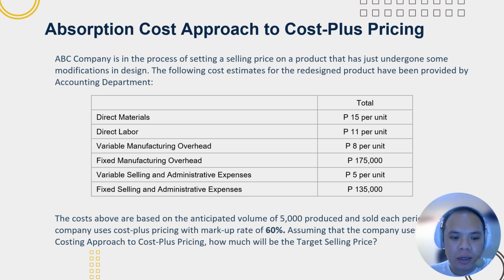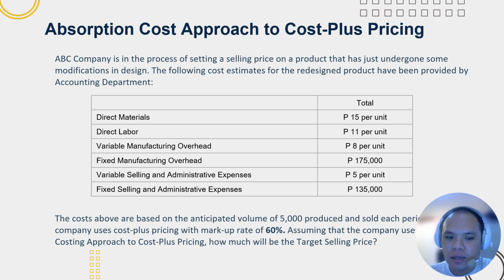The company uses cost plus pricing with a markup rate of 60%. So that means 60% of that cost will be added to its cost to get the price. Assuming that the company uses the absorption costing approach to cost plus pricing, how much will be the target selling price? Since they anticipate a volume of 5,000 to be produced and sold, we need to undergo computation of the target selling price based on this data.